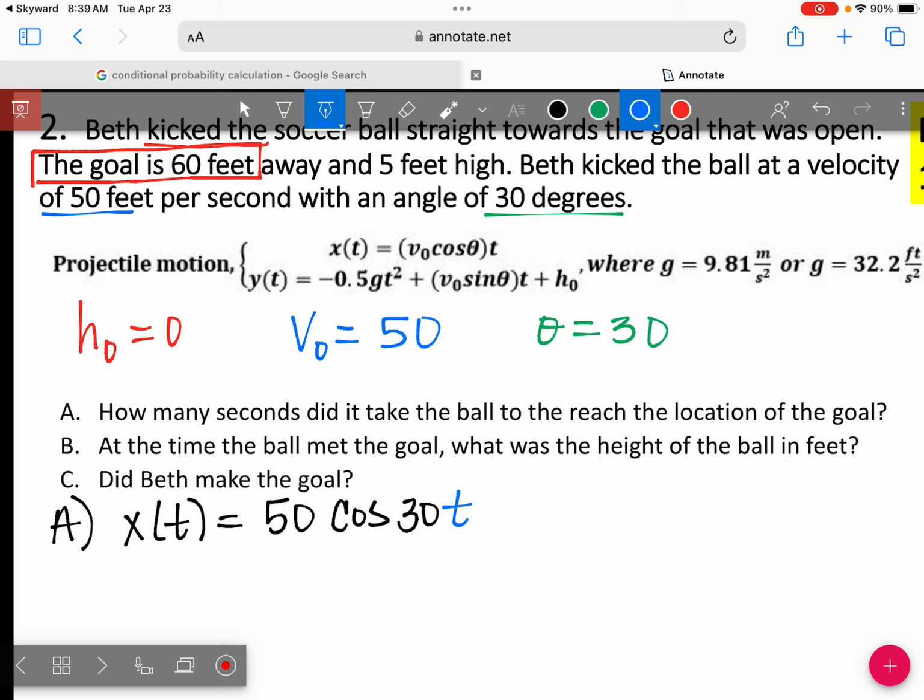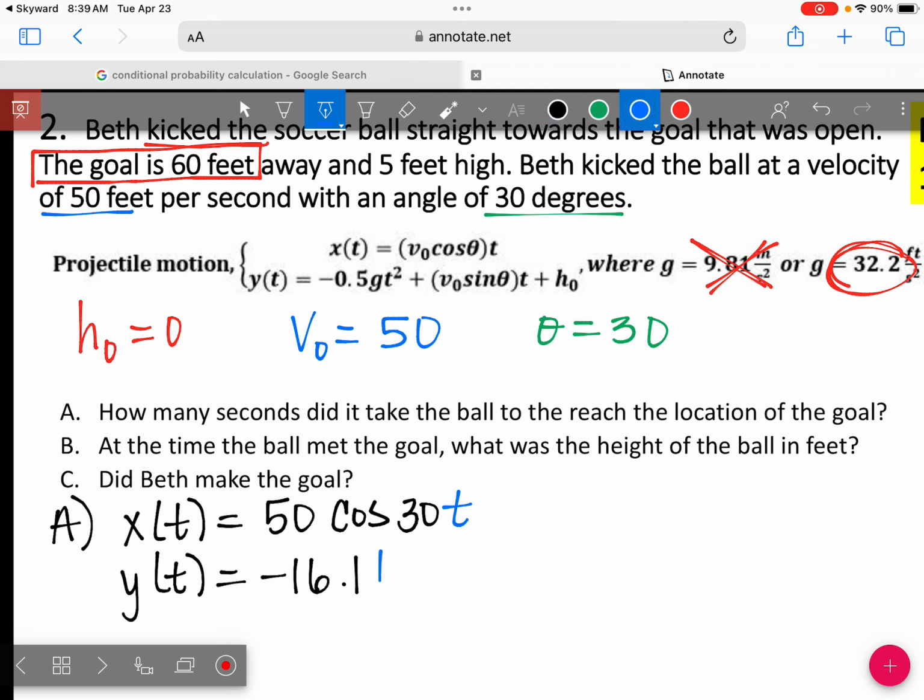For my y parameter, which is the vertical distance, again, this is in feet per second. So I am not using this one. You can cross this one out. I'm using 32.2. If you take that 32.2 and multiply it by negative 0.5, again, you're going to get negative 16.1.